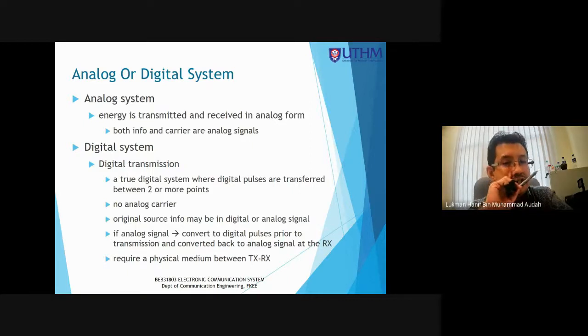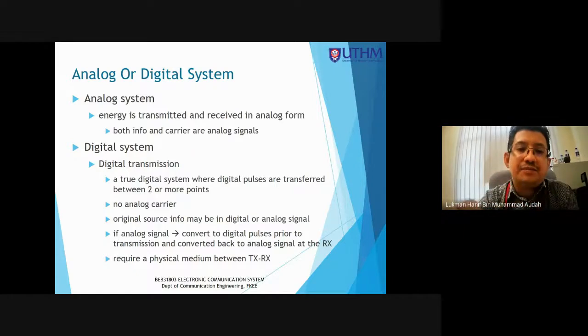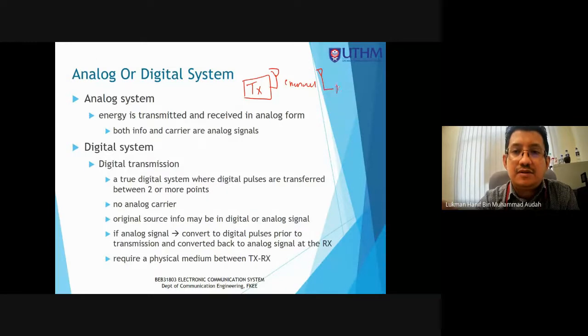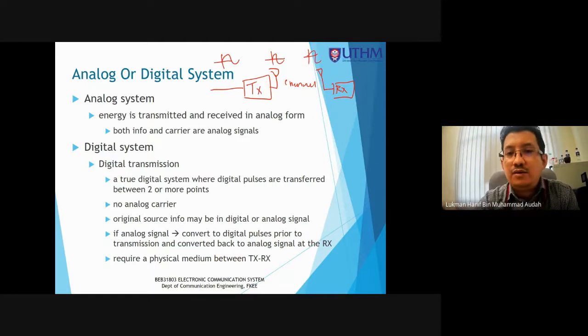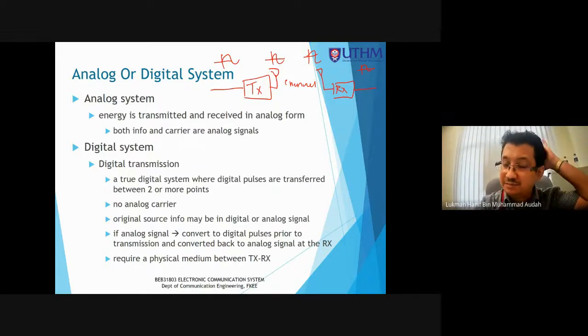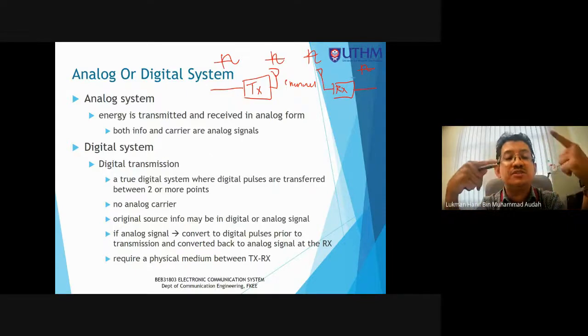Analog energy is transmitted and received in analog form. Maksudnya apa? So dalam kes ini, kalau dia adalah analog system, macam tadi transmitter, and then kita ada channel, kita ada receiver. For the analog, we have the analog input. We transmit in analog, gelombang electromagnet. We receive analog. We produce analog output. So this is for the analog system only. So dia analog, dia tidak fleksibel. Dia input analog, transmit analog, receive analog, produce output analog. So maksud analog ini adalah dia dalam bentuk continuous time signal.